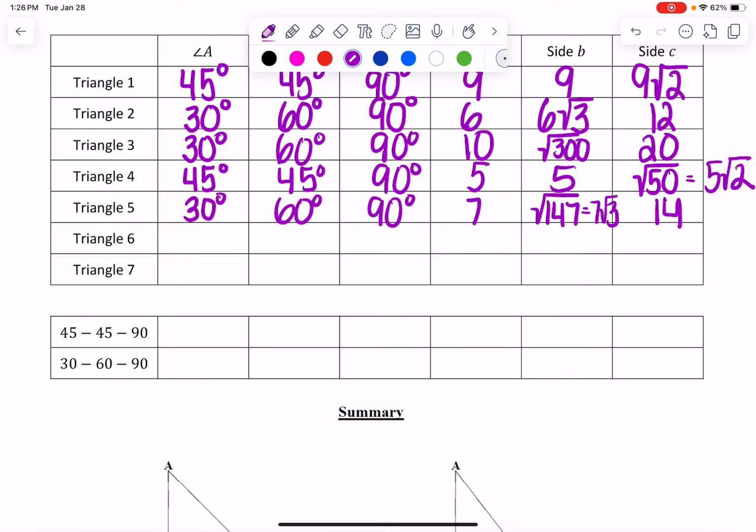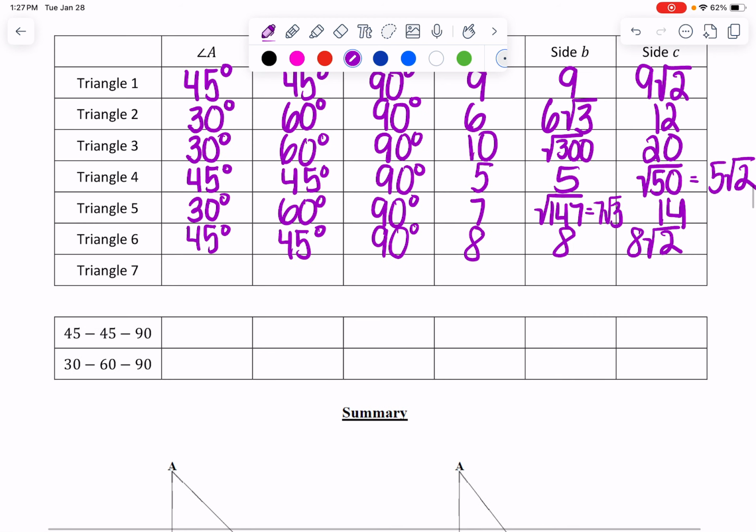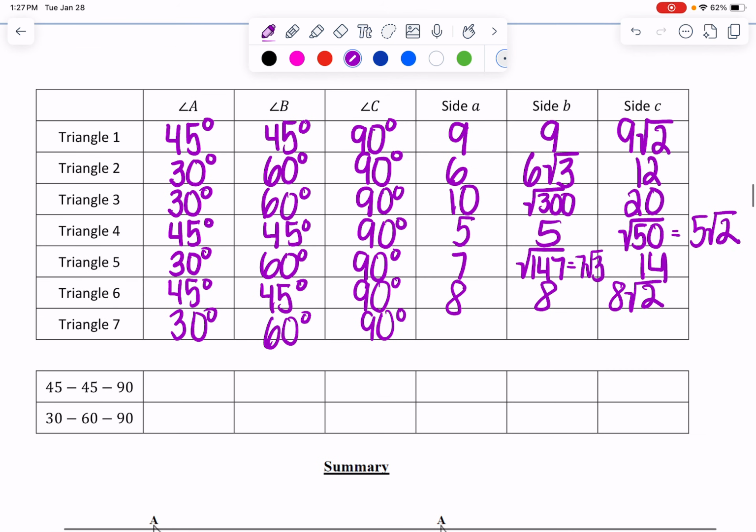Triangle 6, your 2 angles for A and B are both 45. And then angle C is 90 degrees. The 2 sides, A and B, are both 8, and then for your third side you should have 8 root 2. And then finally for triangle number 7, you should have angle A is 30, angle B is 60 degrees, angle C is 90 degrees. Side A is going to be 11. Side B is going to be root 363, which is also the same thing as 11 root 3. And then finally side C is 22.